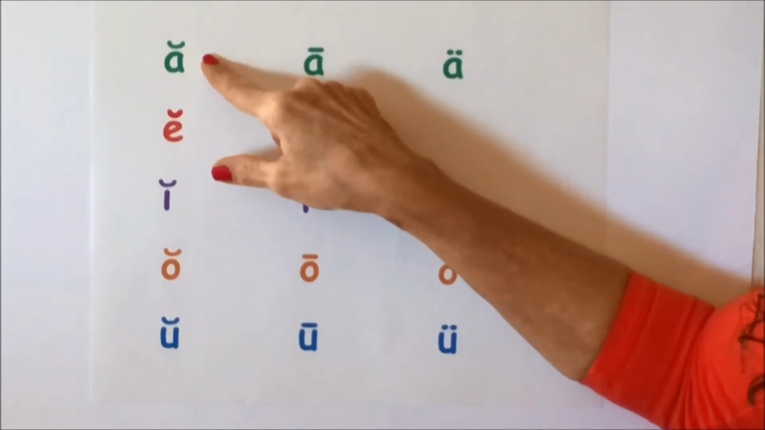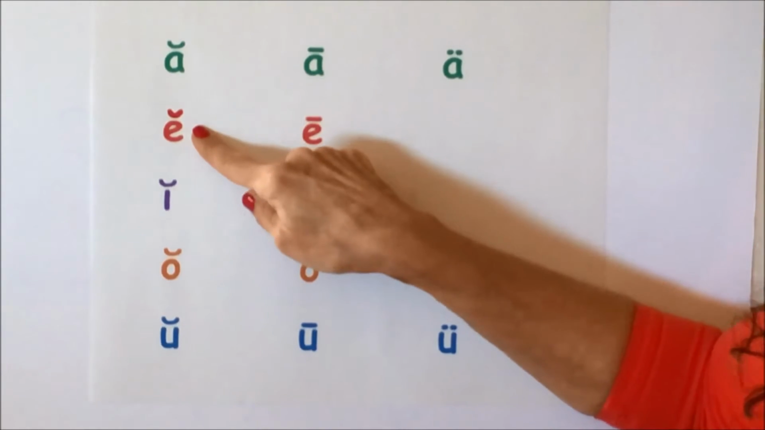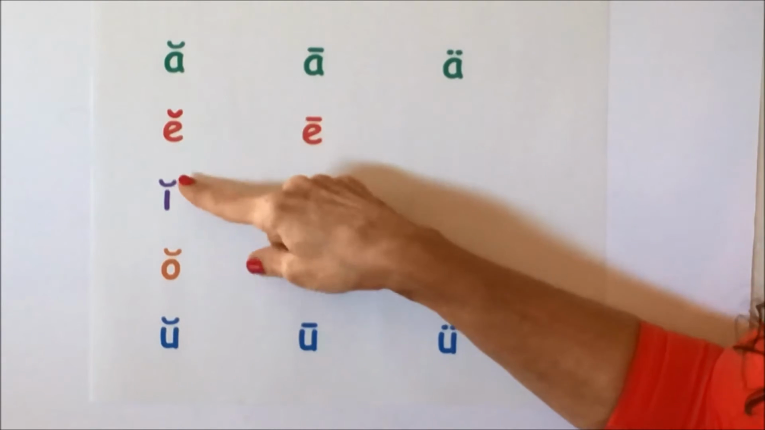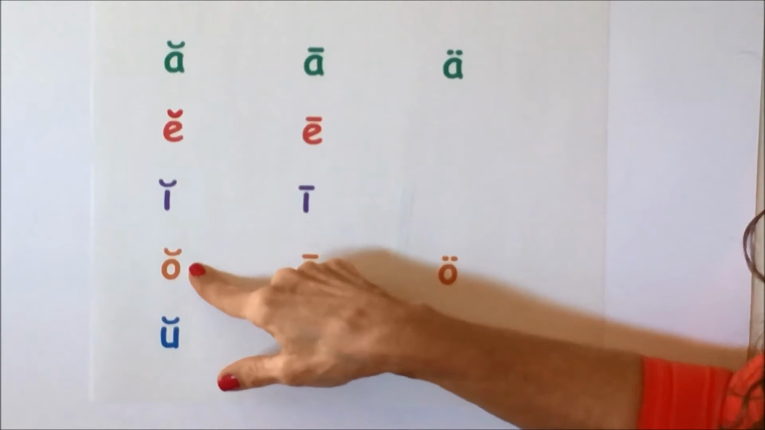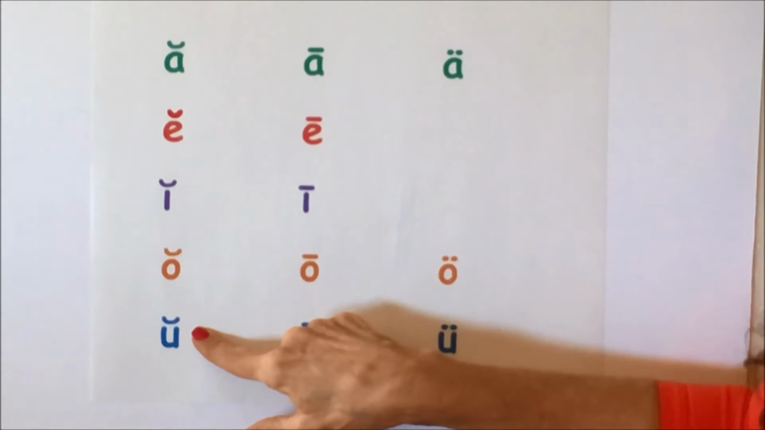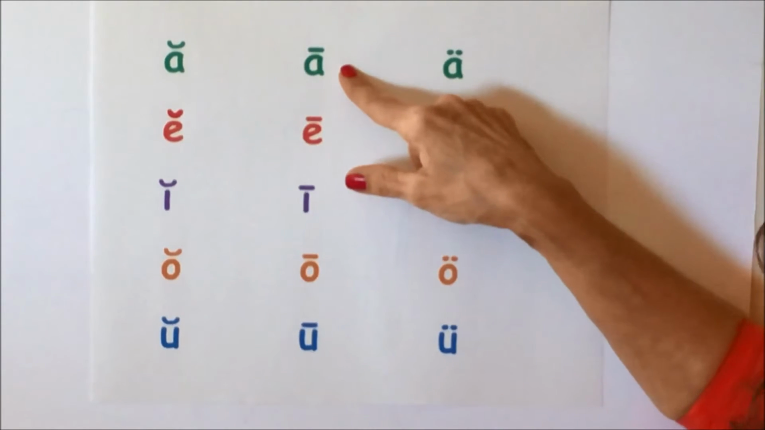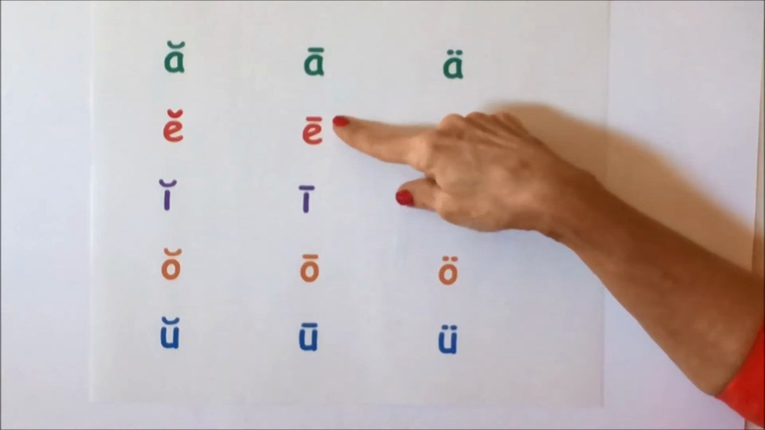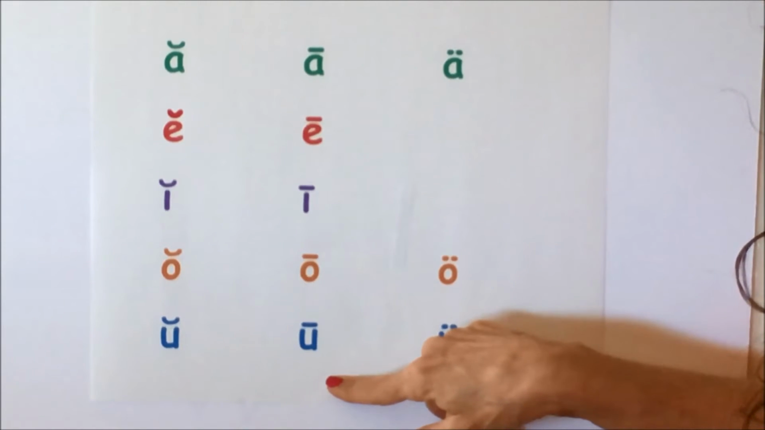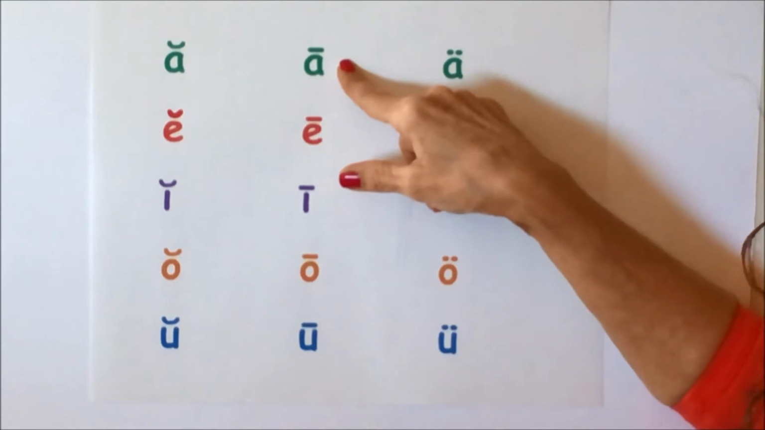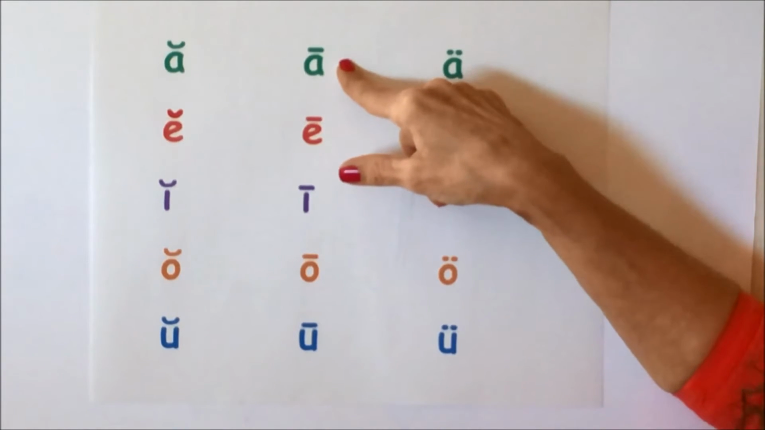So when it has the smiley face, we say A for apple, E for egg, I for inchworm, O for octopus, and U for umbrella. Then if we look at the second row here, do you see how each of the vowels has a line over the top? What's that a symbol for? That's right, the long vowel sound.